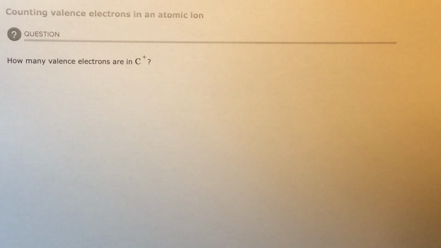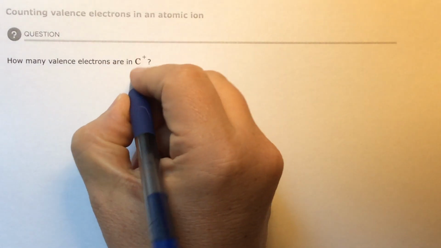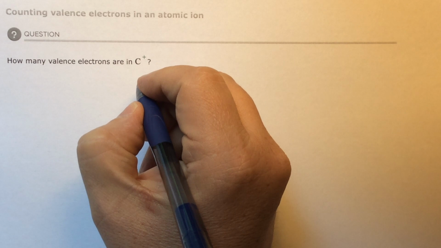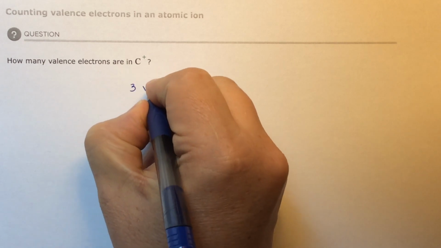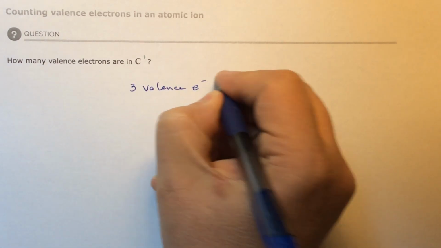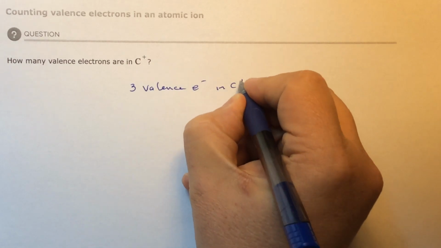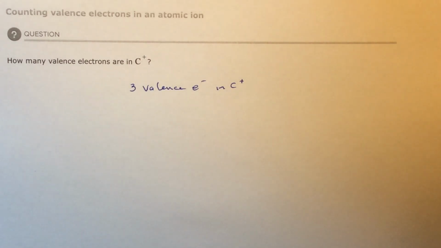Boron, aluminum, and gallium all have 3, but a C+, a carbon cation, is short 1 electron, so you go to the left one, and it would have the same valence electrons as the previous column. So in this case, it is going to have 3 valence electrons. So 3 valence electrons in carbon plus.